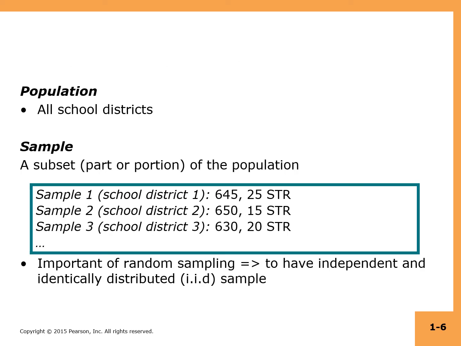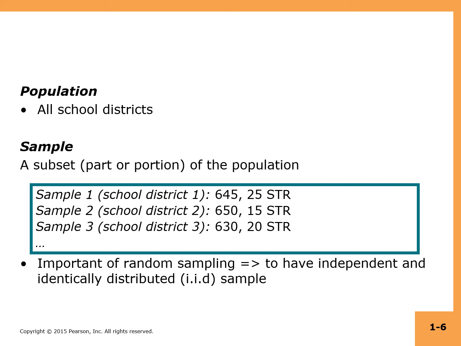In our policy case, the population of interest is all school districts in California, and the sample is 420 school districts. The sample can actually look like this. School district 1 has an average test score of 645 and 25 students to each teacher. School district 2 has an average test score of 650 and student-teacher ratio of 15, and so on.